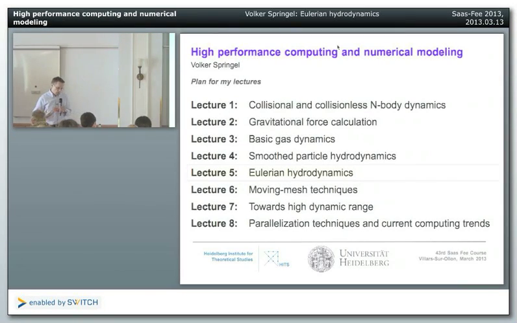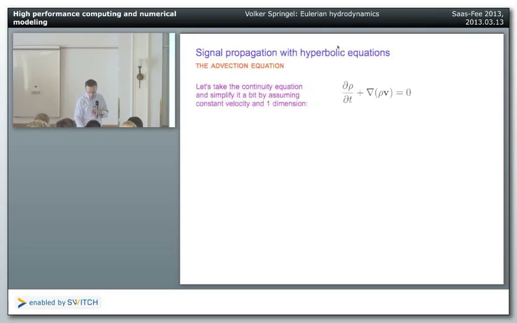So I will make you aware of some of the basic issues and also show you one of the widely used algorithms that is used essentially to advance ideal gas dynamics on a Cartesian mesh, say. So I want to start with hyperbolic equations, particularly the advection equation.